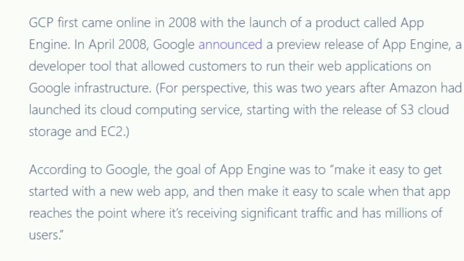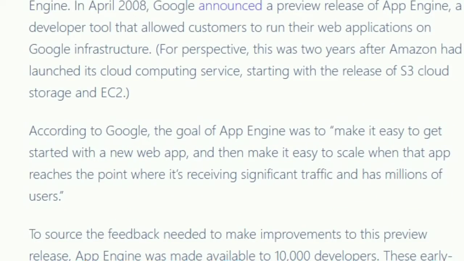According to Google, the goal of App Engine was to make it easy to get started with a new web app and then make it easy to scale when that app reaches the point where it's receiving significant traffic and has millions of users. To source the feedback needed to make improvements to this preview release, App Engine was made available to 10,000 developers.